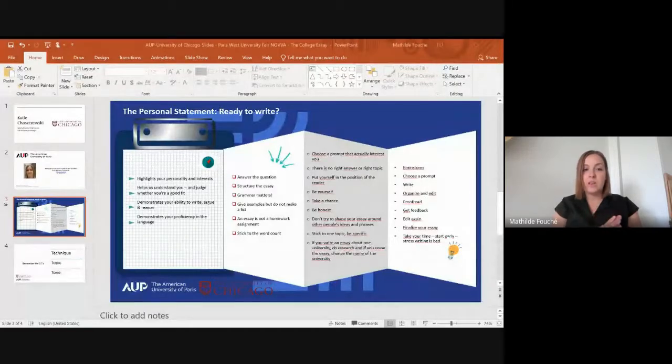We look at a way to understand you and judge whether you're a good fit. So that's exactly what Katie said about the essay. We also see your ability to write and your ability to argue and reason in that essay, and sometimes your proficiency in a language.